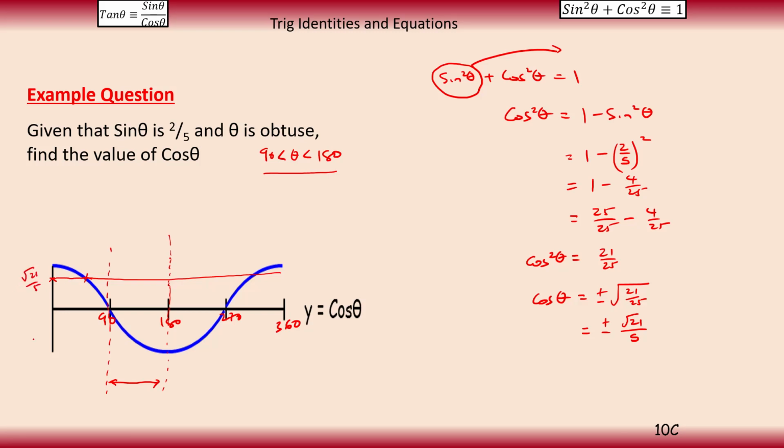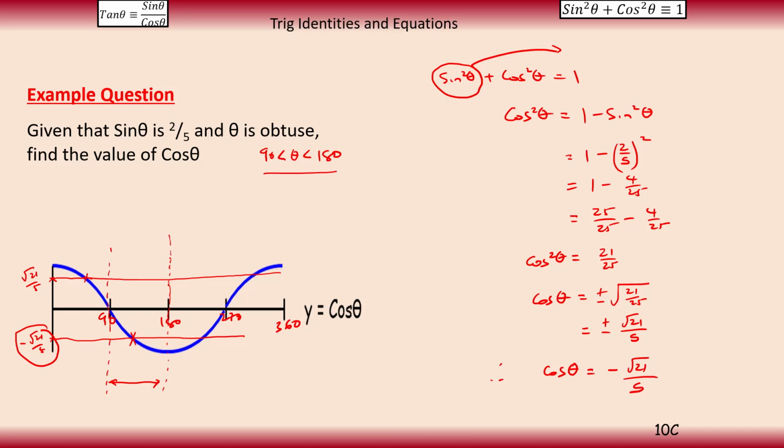not a positive one. If I look at the negative value of square root of 21 over 5, and I draw a line from there across, it's much more useful. It falls exactly where I want it to, between 90 and 180. So that's got to be my answer. So therefore, cos theta is equal to minus the square root of 21 over 5.